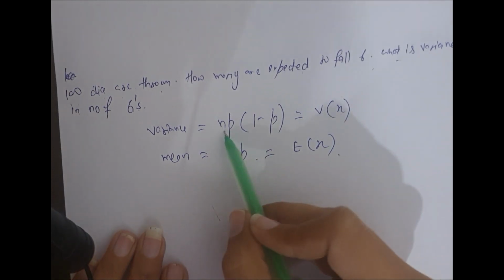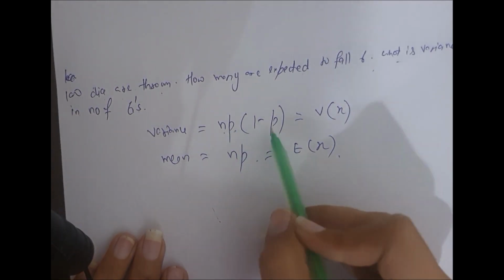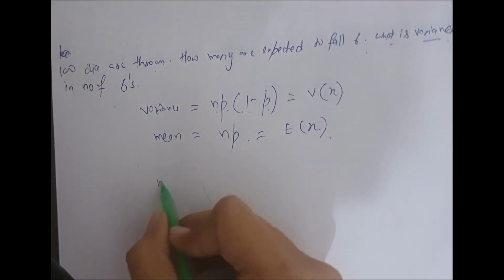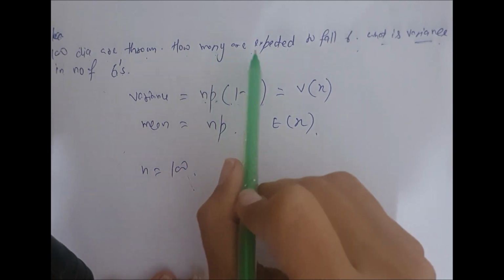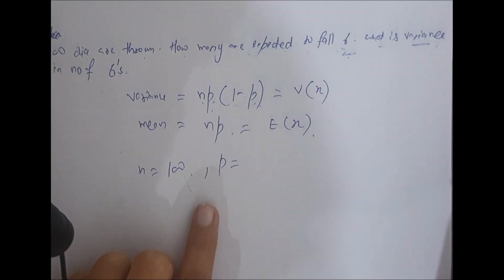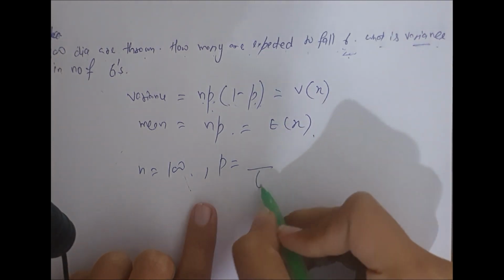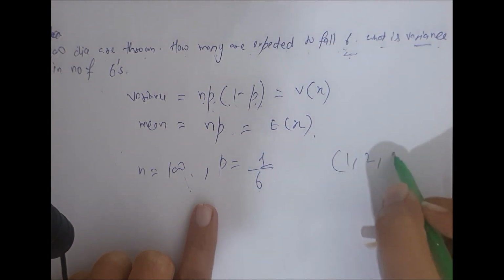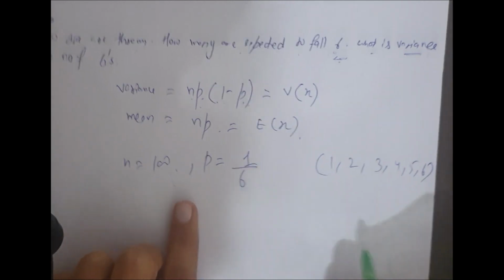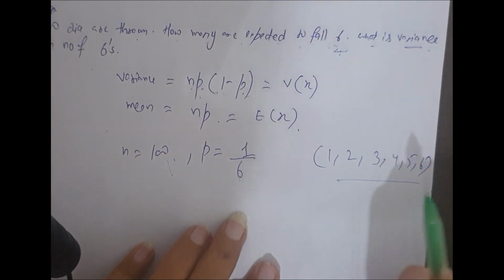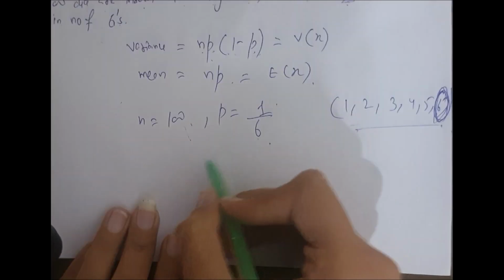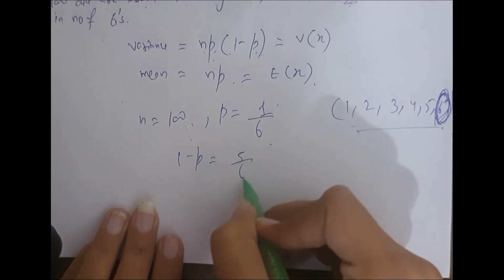n is the number of trials, p is the probability of getting success, and 1 minus p is the probability of not getting success. Now what is n? n here is 100 and the question is how many are expected to fall 6? Now p is, if we throw the dice first time, then the probability of getting 6 is 1 by 6, as the total number of cases is 6. As I told you previously also, total number of cases is 6. So the probability of getting 6 is 1 by 6. So 1 minus p is 5 by 6.